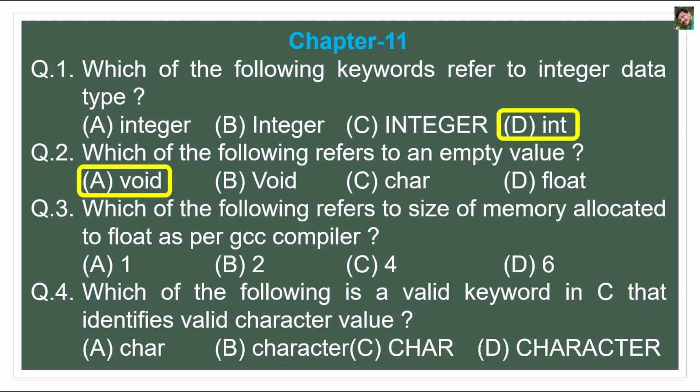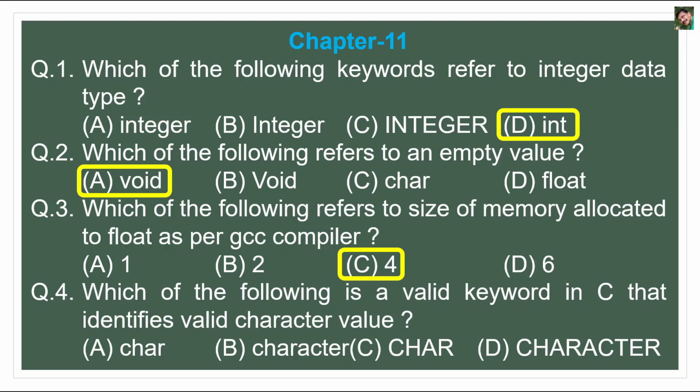GCC compiler is GNU compiler. Again, it is based on Linux compiler, which is a free open source community developed compiler. GCC compiler, GNU C compiler. Now, what size of memory is allocated to float data type, which is actually the same in most of the compilers, and that is size 4. So 4 is the correct answer. When we take any variable of type float, that variable occupies 4 bytes of memory in the computer.